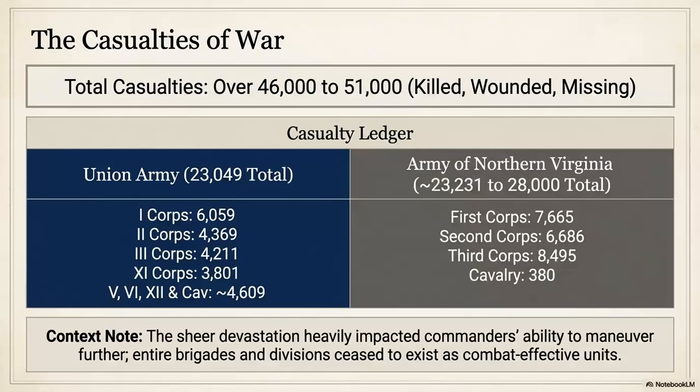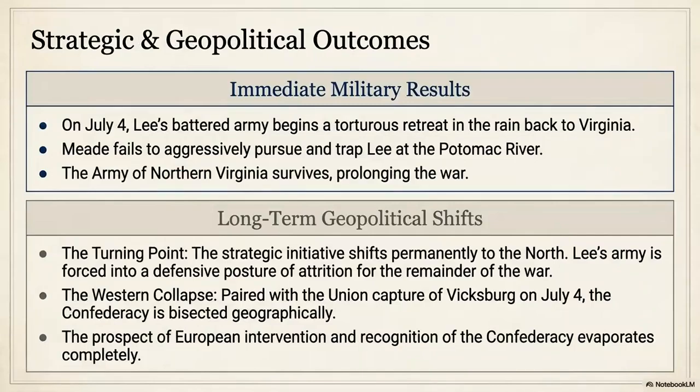Ultimately, this sheer devastation heavily crippled both commanders' ability to maneuver further, as entire brigades and divisions completely ceased to exist as combat-effective units. We conclude with the strategic and geopolitical outcomes of this monumental clash. Immediately following the battle on July 4, Lee's battered army began a tortuous retreat through the rain back to Virginia. Though Meade failed to aggressively pursue and trap Lee at the Potomac River, allowing the Army of Northern Virginia to survive and prolong the war, the long-term geopolitical shifts were absolute.